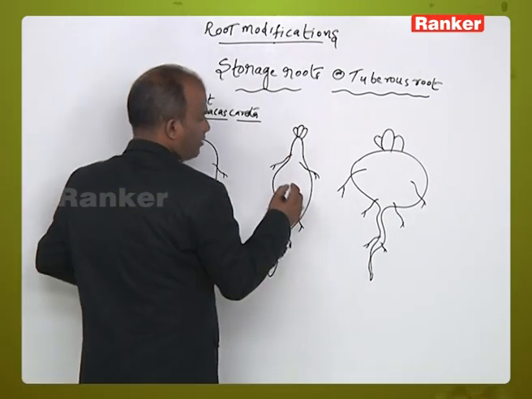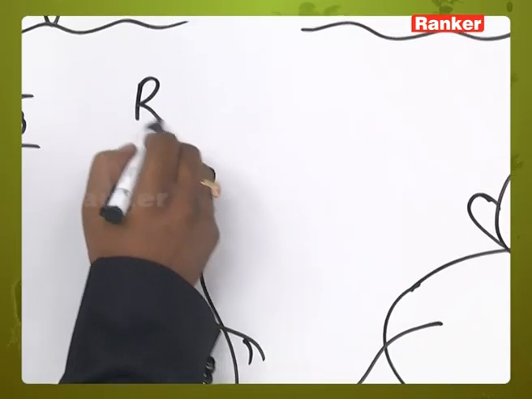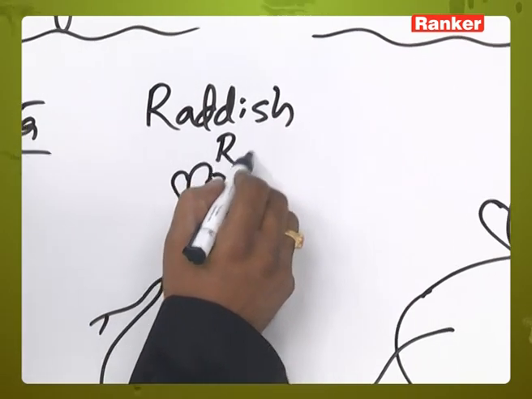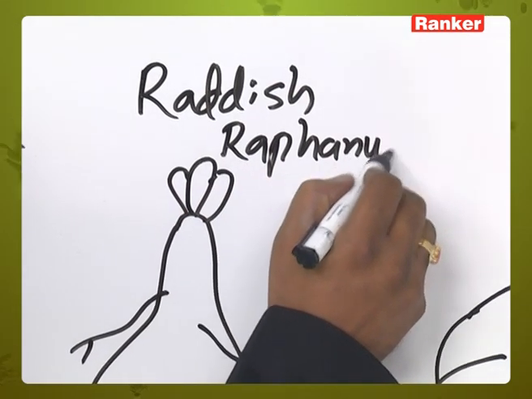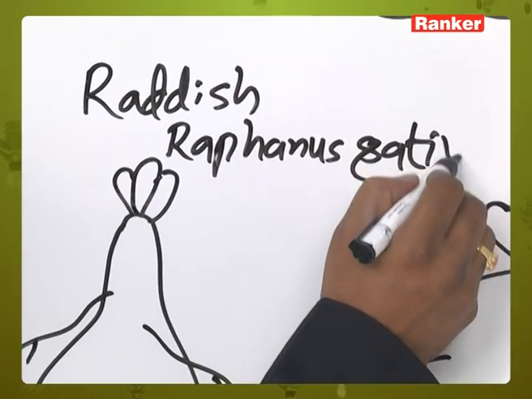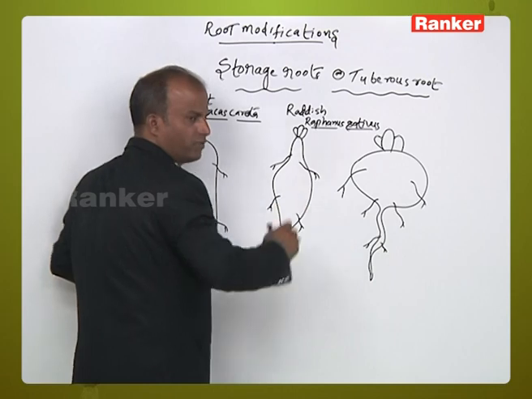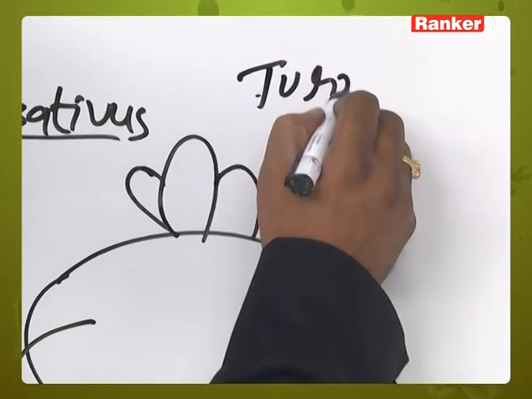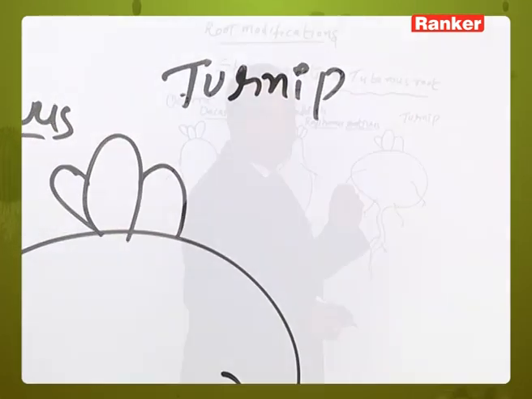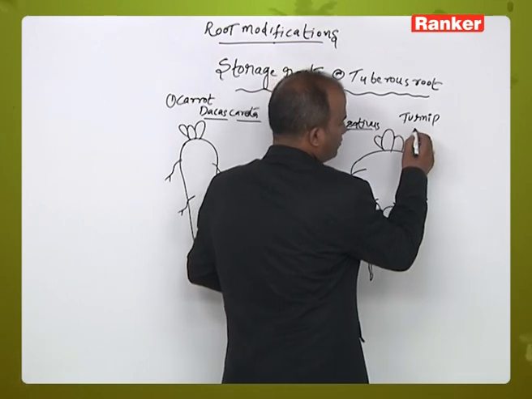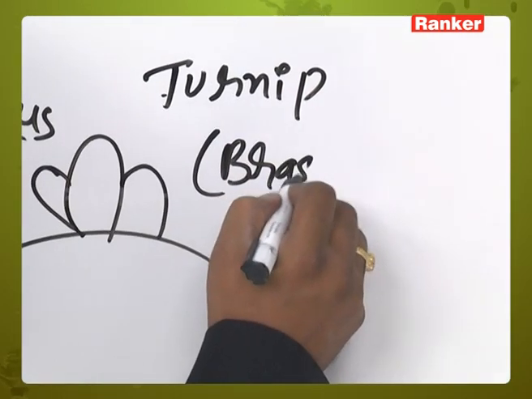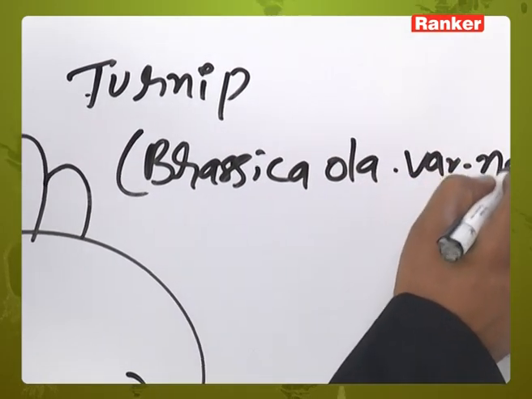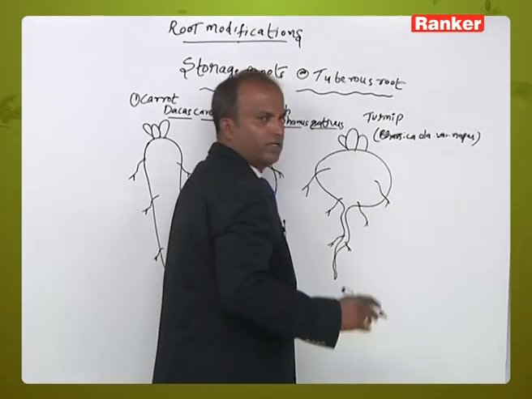And what is this? This is radish. What is the scientific name of radish? Raphanus sativus. And what is the common name of this root? That is turnip. What is the scientific name of turnip? That is Brassica oleracea variety napus.